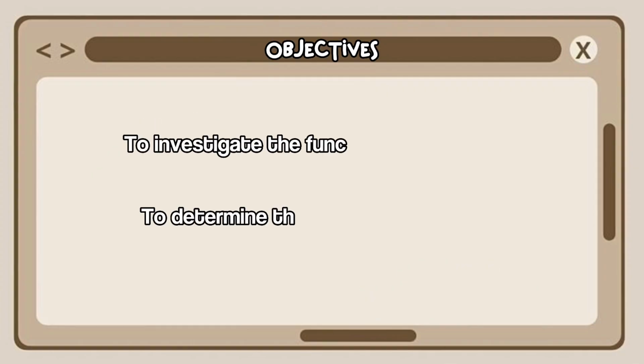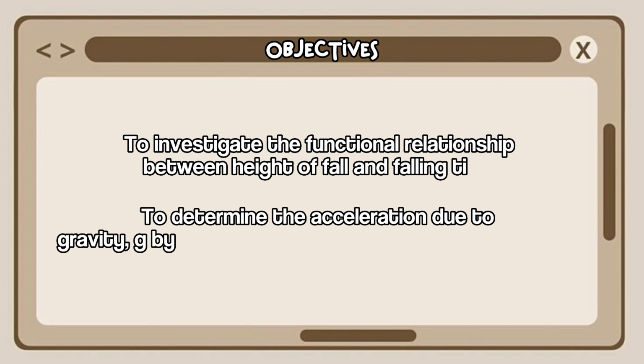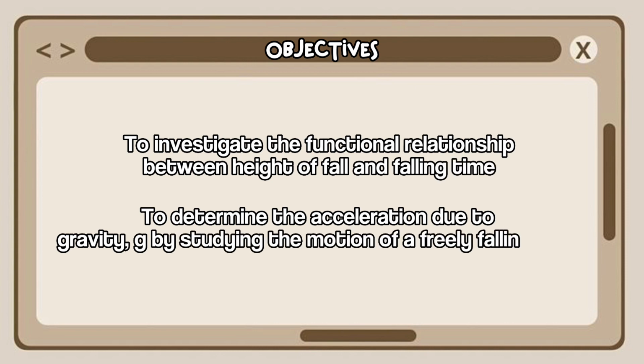The objective of this experiment is to investigate the functional relationship between height of fall and falling time. The second one is to determine the acceleration due to gravity by studying the motion of a freely falling body.